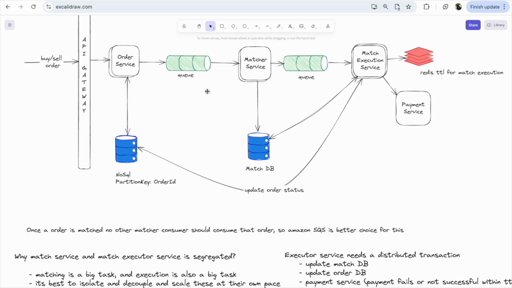Now what kind of queue do you think will be useful for our design? Once the order is matched, no other matcher consumer should consume that order, right? Once a buy or sell order has been consumed by a matcher consumer, no other consumer should read that order, because it will already be matched, right? So Amazon SQS will be a better choice for this.